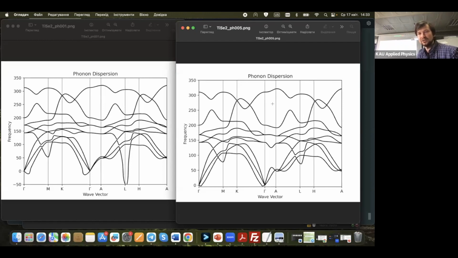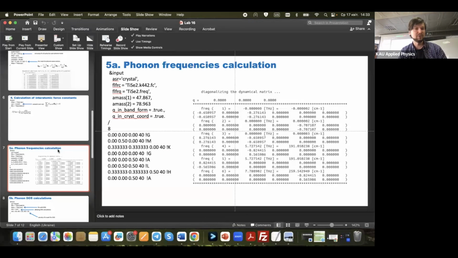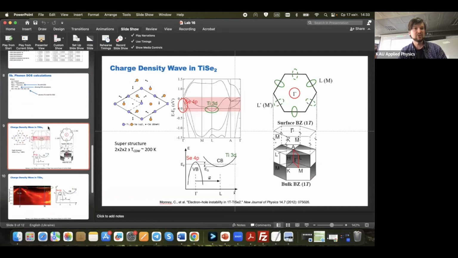All other things are the same. You see, this model is the same. Only this model changes, and this thing is called Kohn anomaly. So now I have some small theory introduction. This thing is called Kohn anomaly.